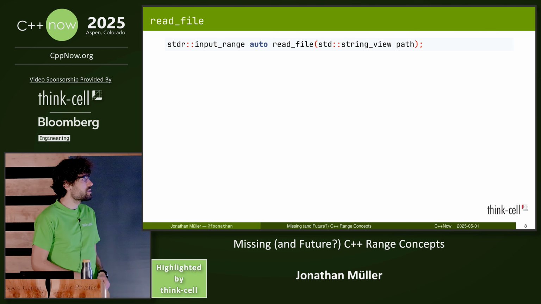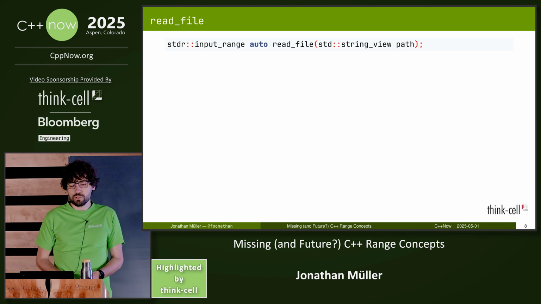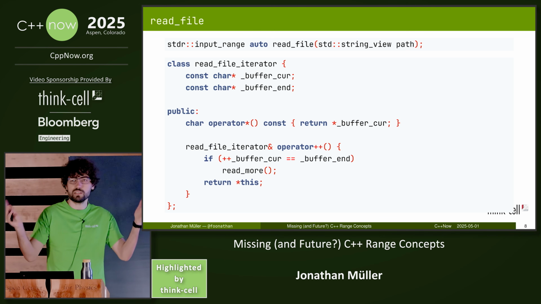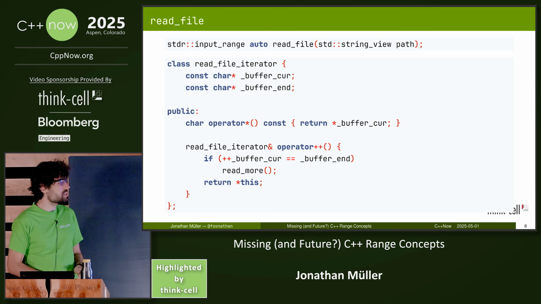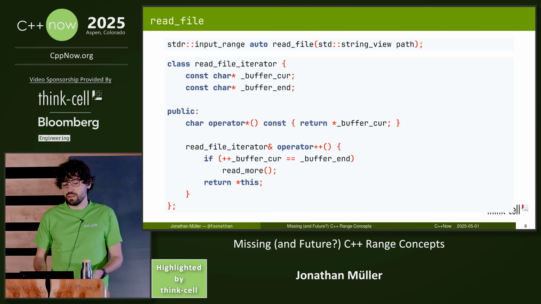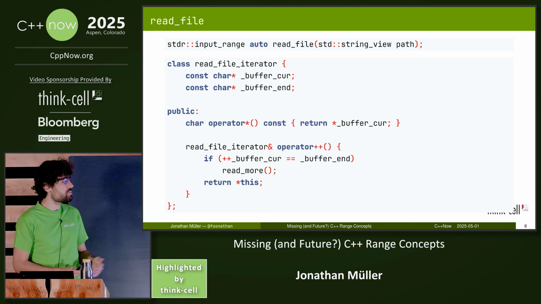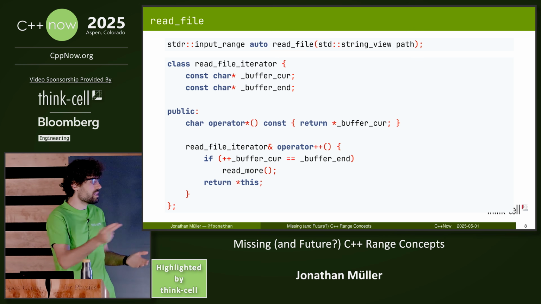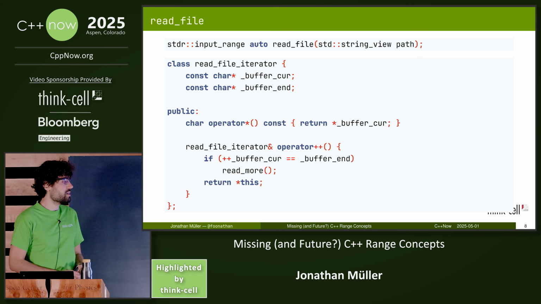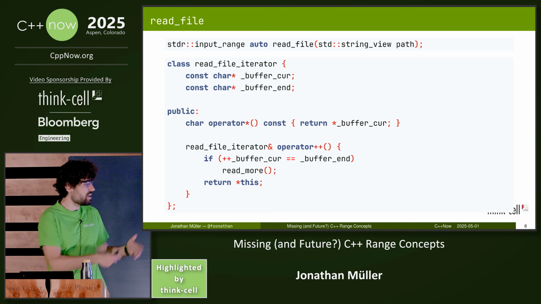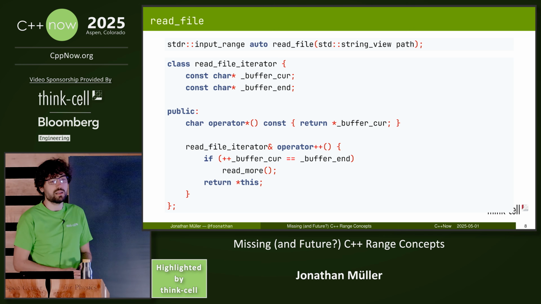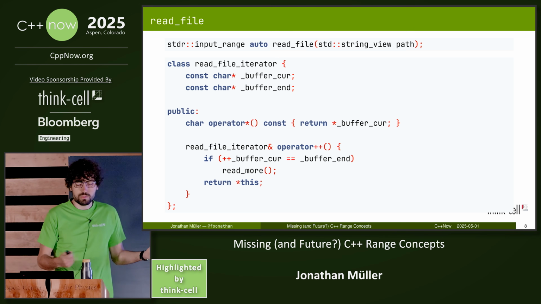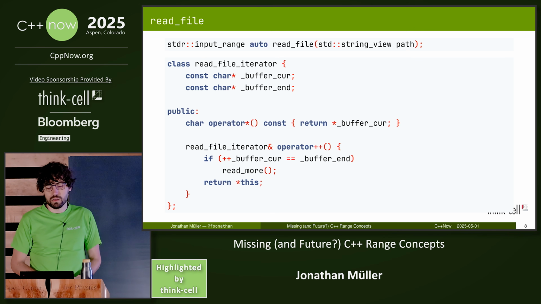The read file function simply takes a path and returns some sort of input range, and the magic is in the iterator. The idea is we have some fixed size buffer statically allocated on the stack somewhere, and we keep reading it, filling that buffer. The dereference operator simply gives us the current buffer position, and as we increment, we check whether we reach the end of the buffer, and if so, we fill it again. If after filling again, buffer cur is still at the end, this is our EOF condition, and we've exhausted the entire file. This is pretty straightforward code to just read a file in a view.